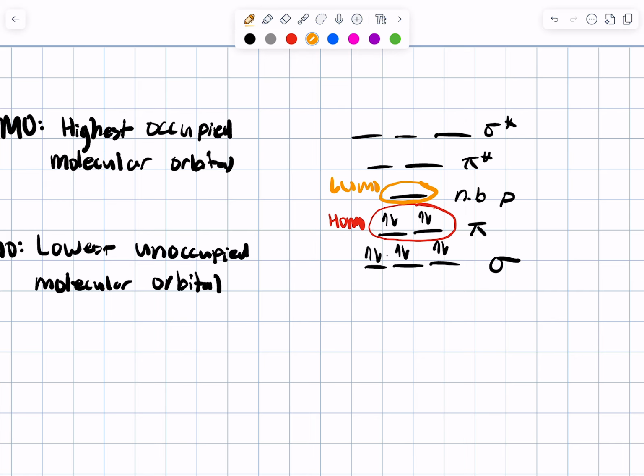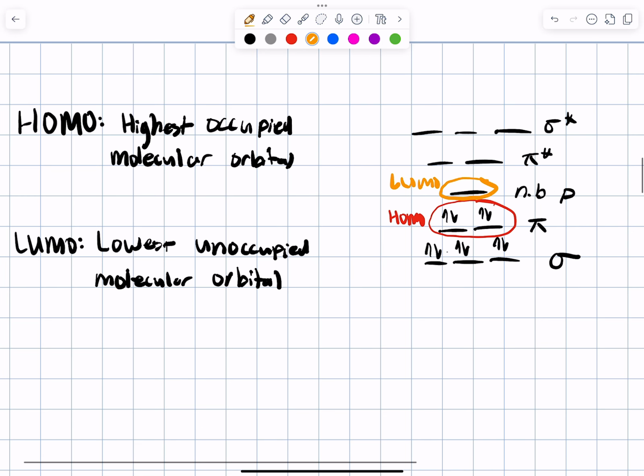If you just had one electron in one of those lines instead of two, would that still be the HOMO? It would be. Yep, that could still be the HOMO. A lone, unpaired electron can still be the HOMO, and we've got a whole chapter on that. It's radical chemistry.